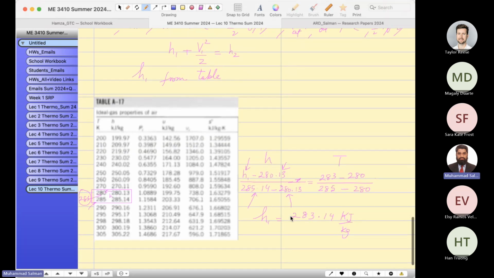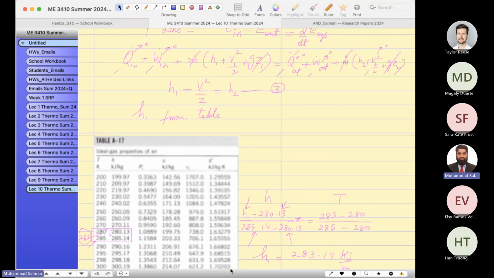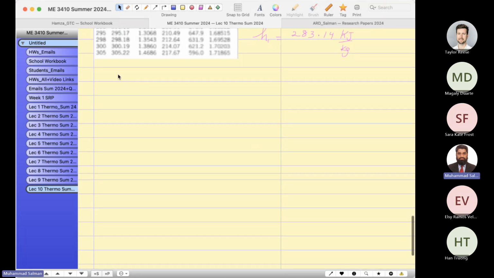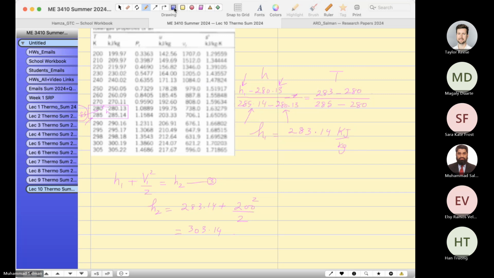Now, from here, if you consider this as equation 3, can I write down the same equation and find out H2? Yes, I can. So look over here. What I'm going to do here is find the value of H2. So H2 equals H1, 283.14, plus V1 squared, which is 200 squared divided by 2. That gives me the value 303.14. And if you take a look, this is the table.